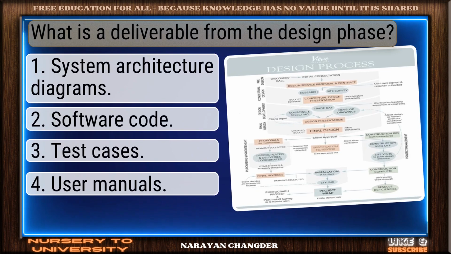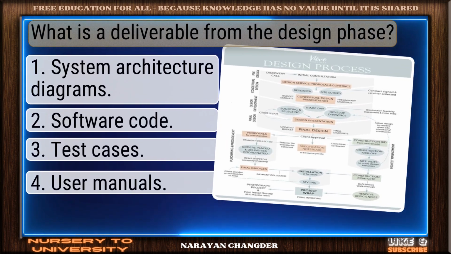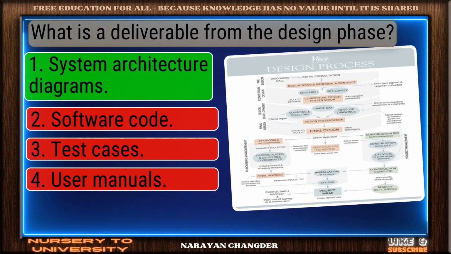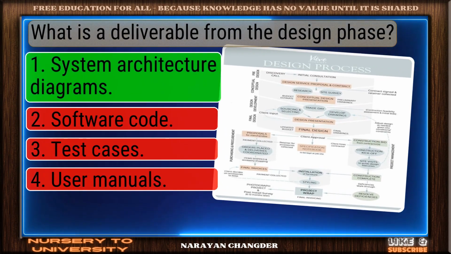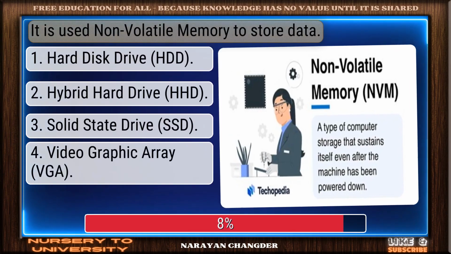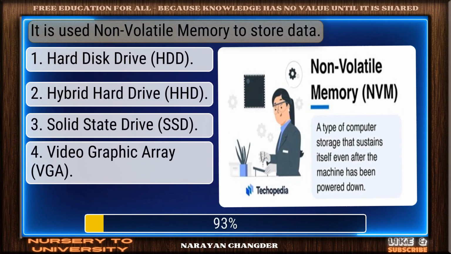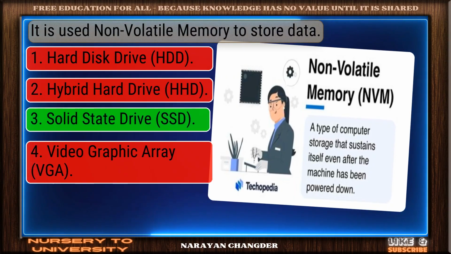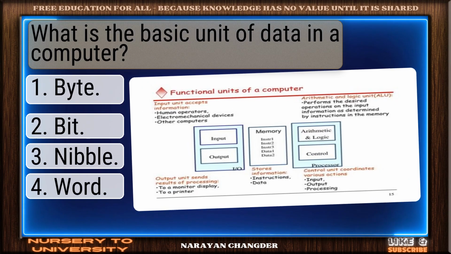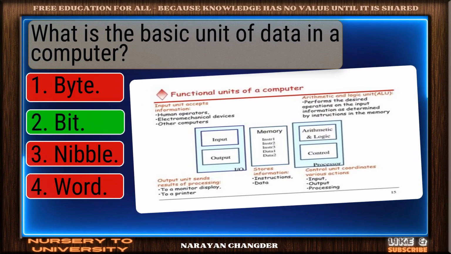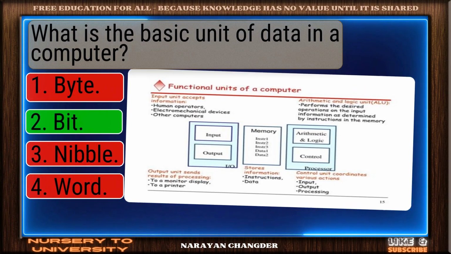What is a deliverable from the design phase? Exactly. System architecture diagrams make sense. It is used non-volatile memory to store data. Great job. Solid-state drive is accurate. What is the basic unit of data in a computer? Sharp thinking. Bit is right.